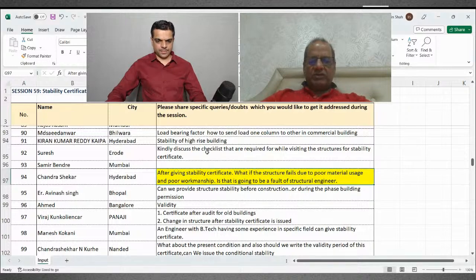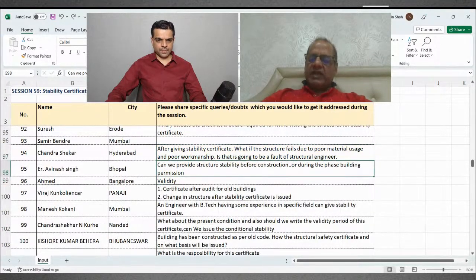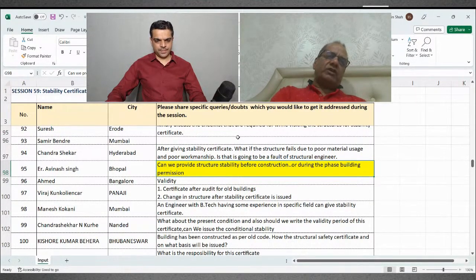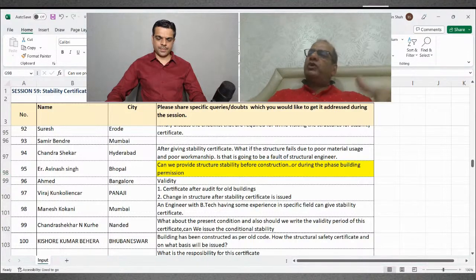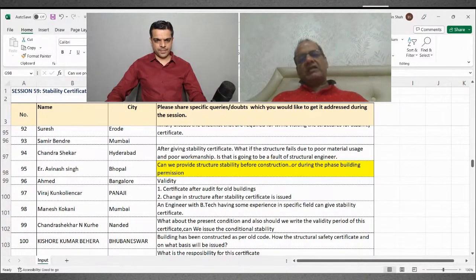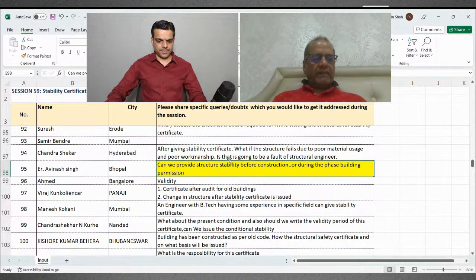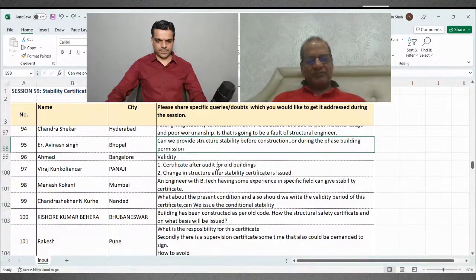Avinash Singh, can we provide structural stability before construction? Yes, there is a provision. There is one structural stability certificate being submitted with the approval. There it is written that I will be doing the design as per this. I will be doing; you are not saying it has been done. So there is a minor change. So there is another stability certificate at the end of the project with the OC application. There you say it has been done. So there is a difference. And in the first one, you cannot ask about the construction confirmation as per drawings.